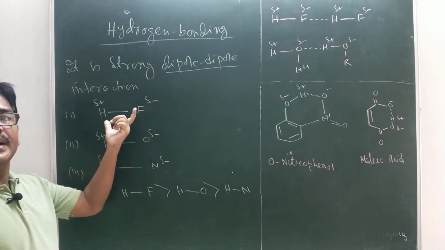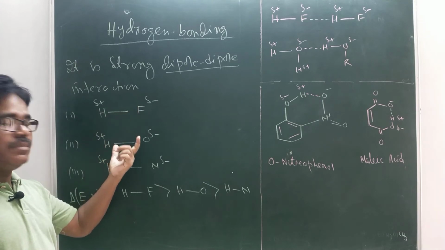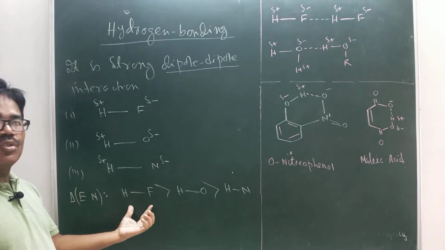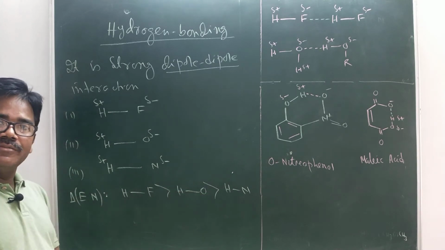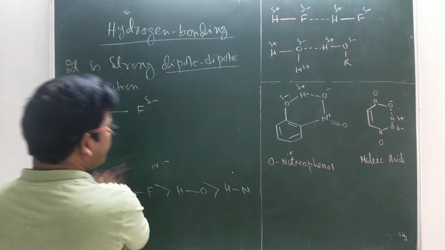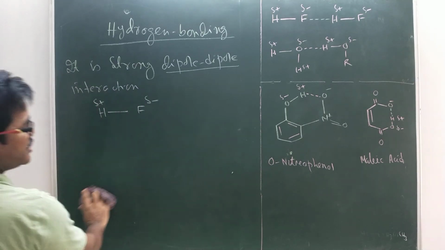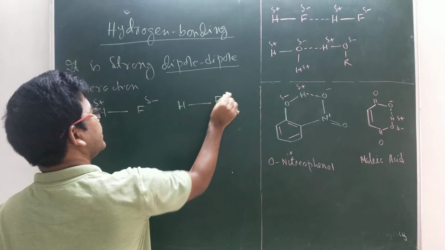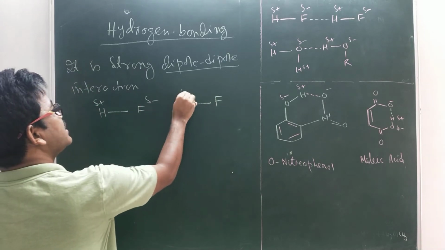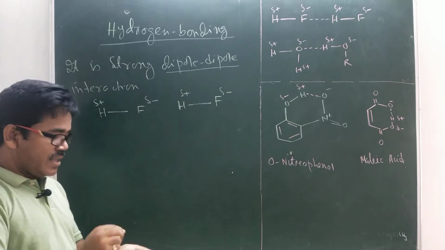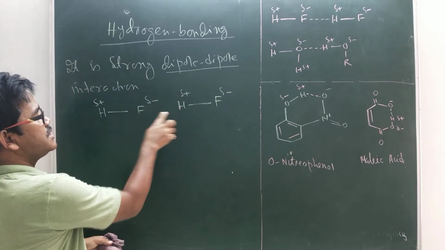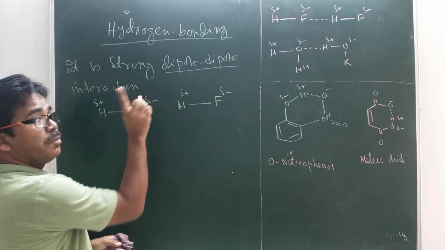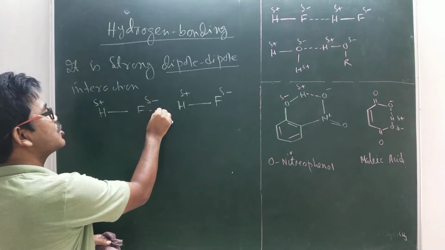That bond polarity is very high. Why is bond polarity high? Because the difference of electronegativity is high. If we consider these three bonds, the bond polarity follows the order HF, HO, HN. Clear? Now, if I consider two HF molecules nearby, this is plus, this is minus. Similarly, this will be plus, this will be minus. Now, these nearby opposite dipoles, this is the negative dipole, this is the positive dipole. Due to opposite charge, there will be some sort of attraction.